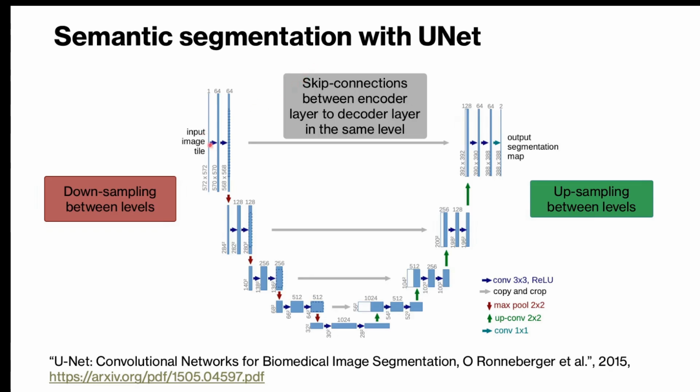And the architecture of the UNet is shown here, which is composed of an encoder and a decoder. The encoder is composed of several downsampling layers for decreasing the spatial resolution of the feature maps, followed by the decoder layers for increasing the spatial resolution. Furthermore, there are these skip connections between the encoder and decoder layers in the same level.